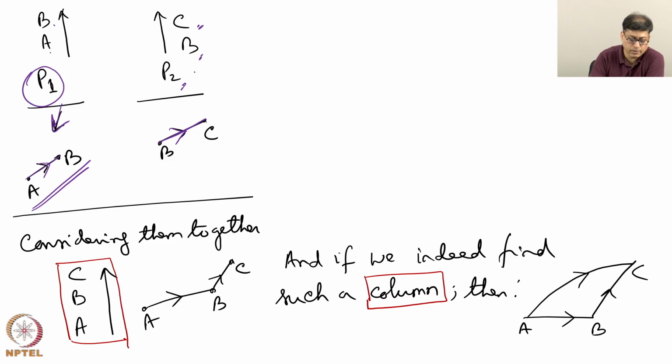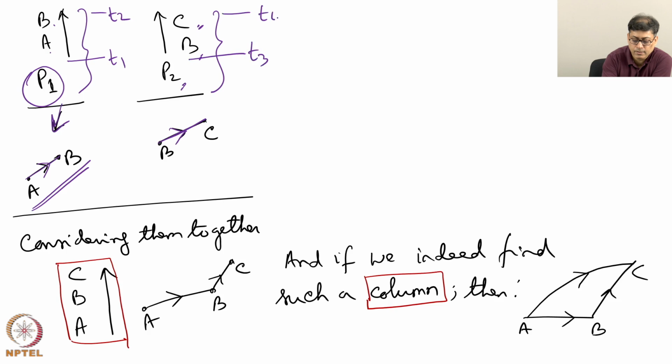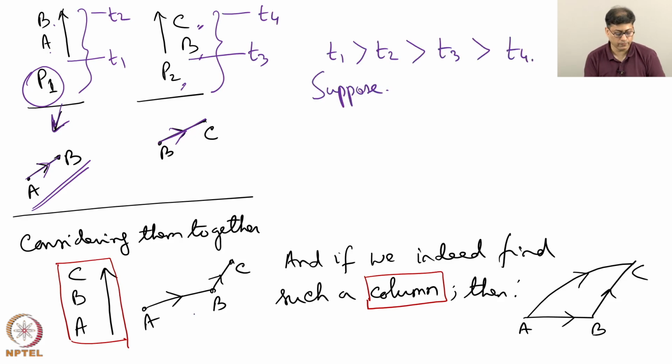Now consider them together. Suppose I am compiling information from here and here, and in this situation it is like this. This is T1 time, this is T2 time, this is T3 time, and this is T4 time, and the observation is T1 is older than T2, and then we find T3 and T4. So, this will give us the confidence to develop a succession like this: A, B, C. Then how will it be represented?